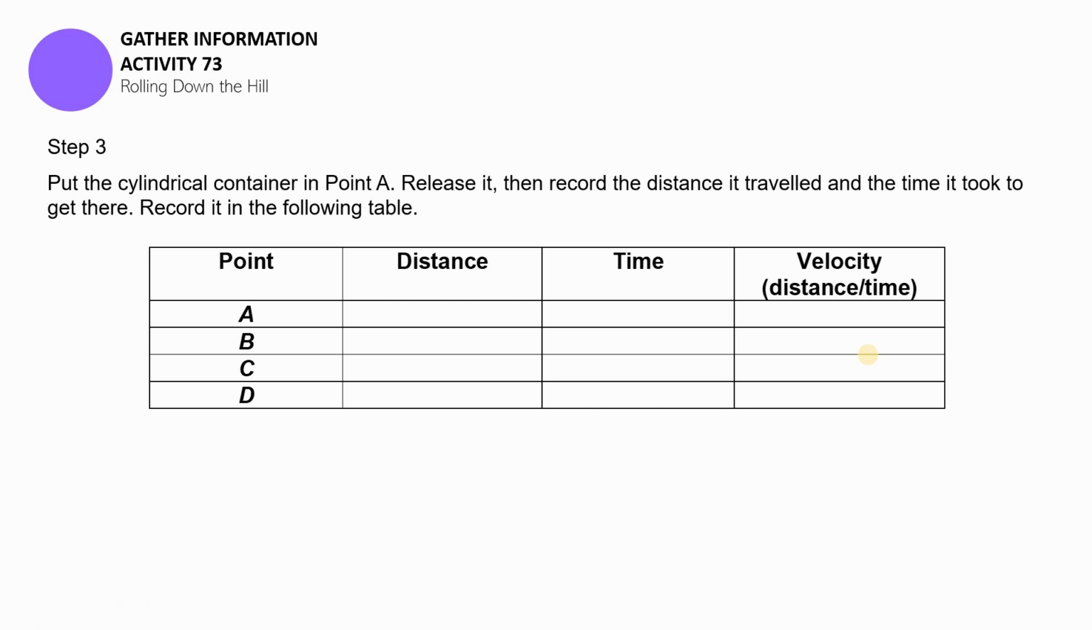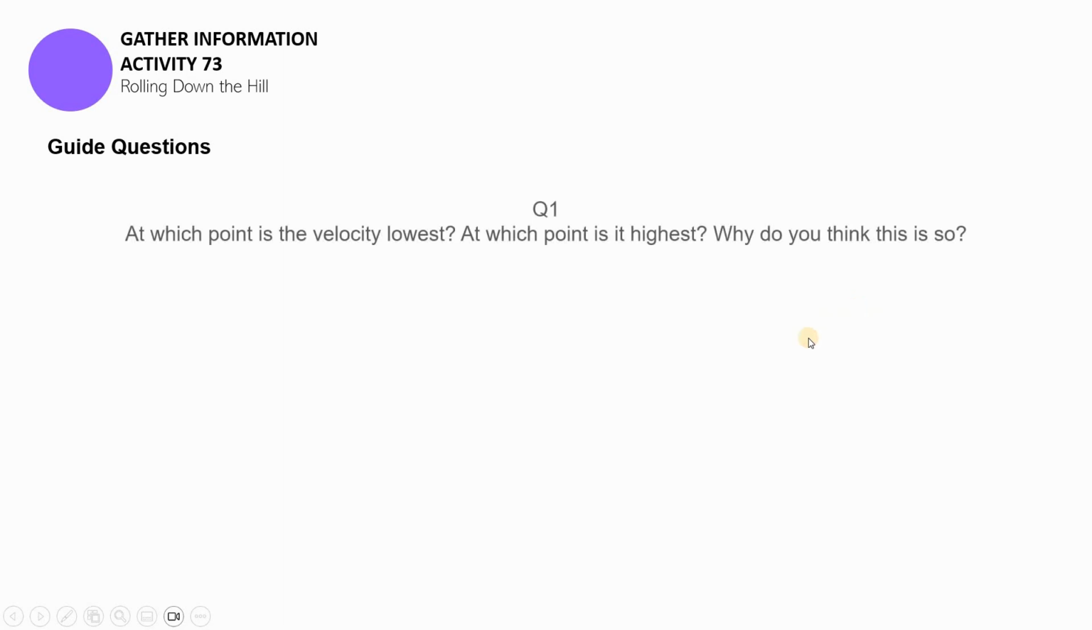Are you done? Make sure that you already have your table. If you are done, then let's answer the guide questions. For the first guide question, at which point is the velocity lowest? And at which point is it highest? Now, why do you think this is so? Pause this video if you need more time. If you're through, let us proceed to the next guide question.